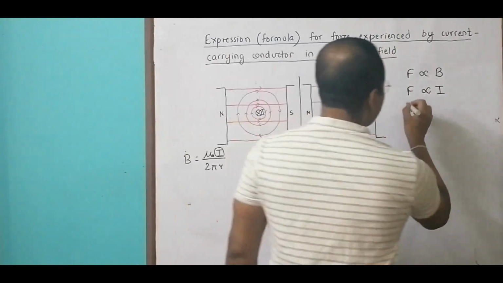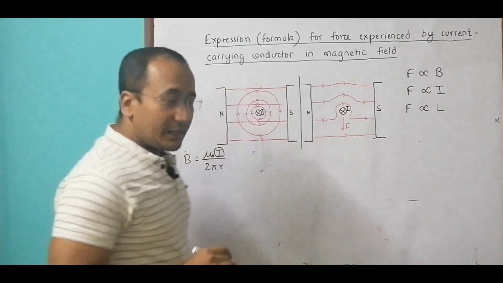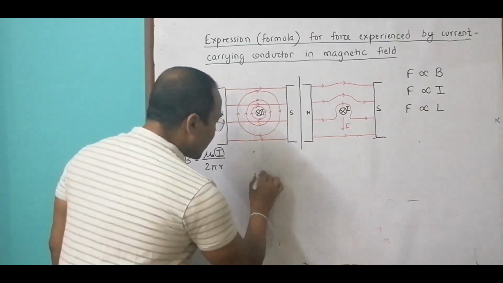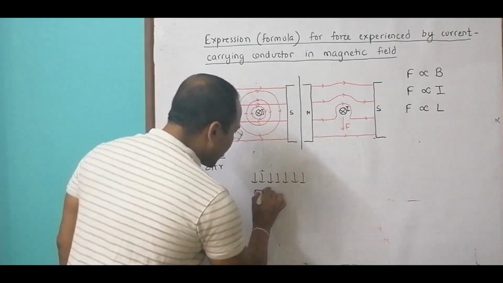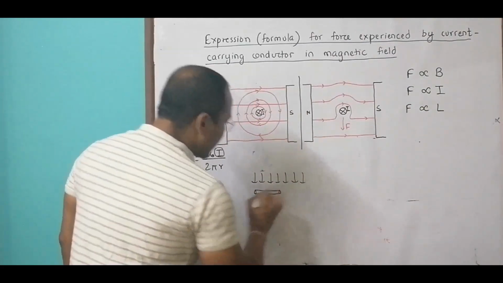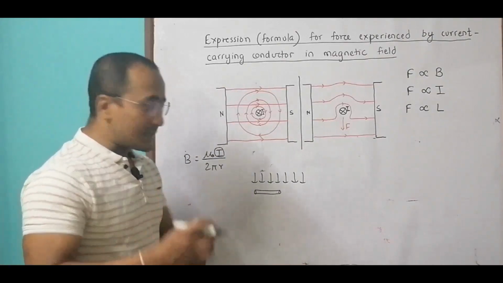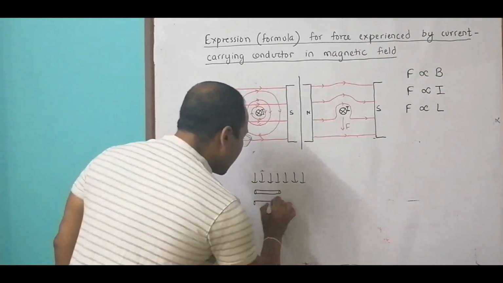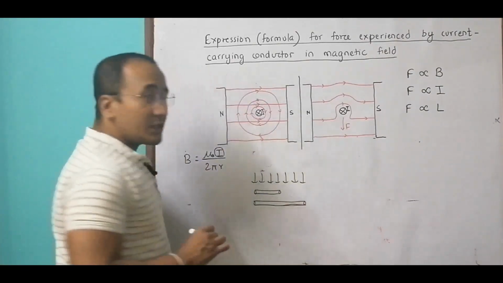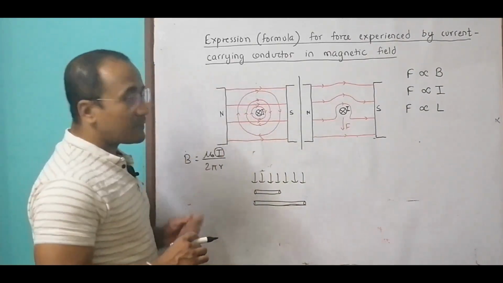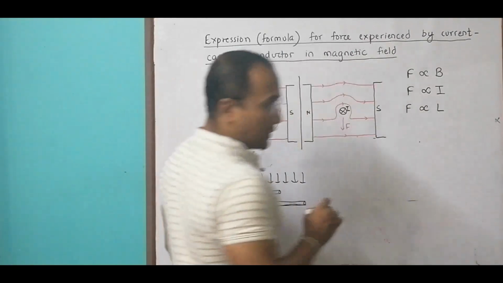Then the next dependency is that the force depends on the length of the conductor. If we have some field lines like this, and I have this length of conductor, only 4 lines are crossing. Four lines crossing means the interaction is less. But if I use this length of the conductor, 8 lines will pass. That means more interaction. So it depends on length as well.